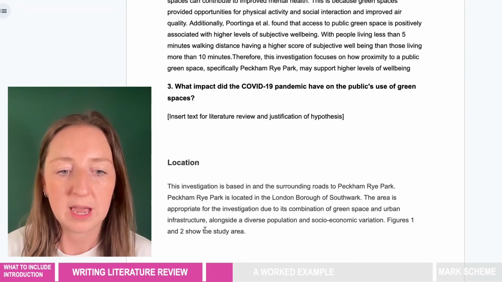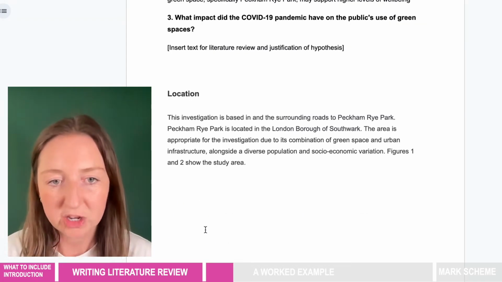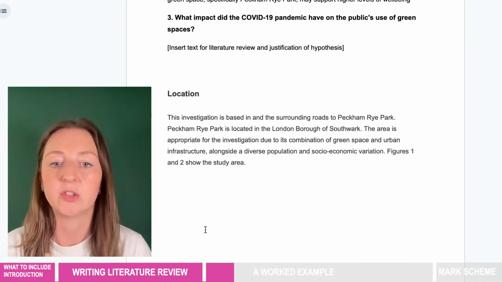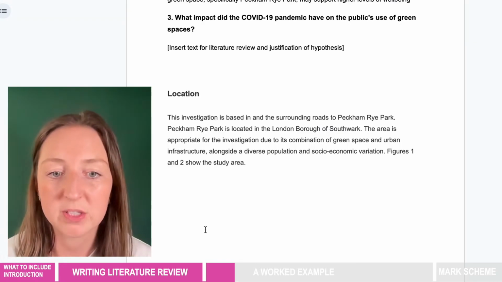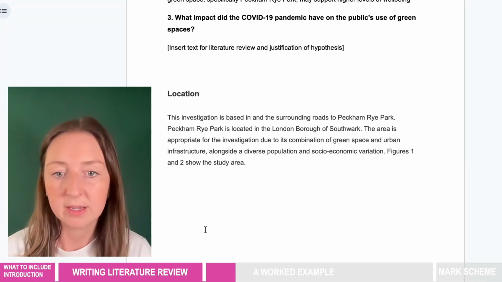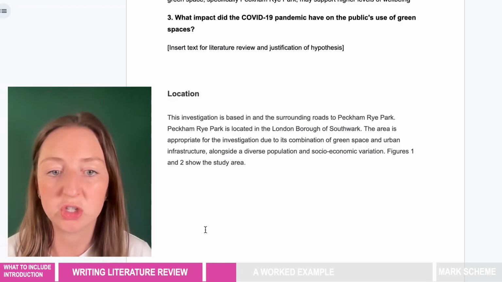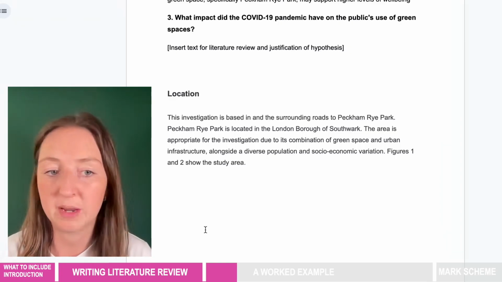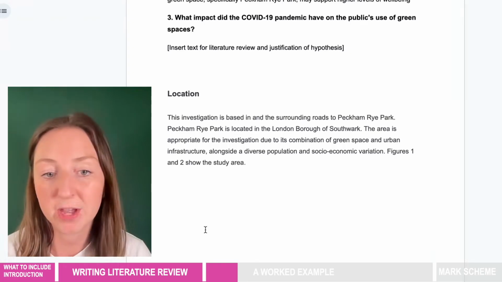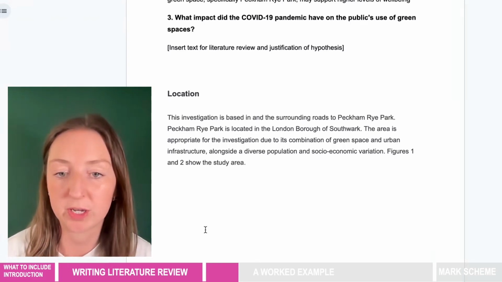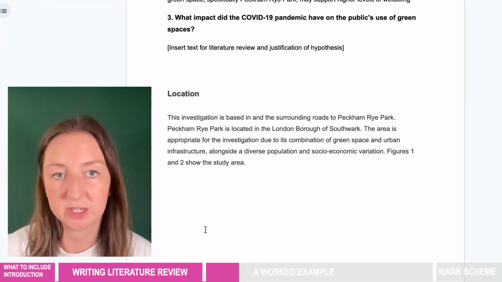And then finally, I have the location. This investigation is based in and the surrounding roads to Peckham Ride Park. Peckham Ride Park is located in the London Borough of Southwark. The area is appropriate for the investigation due to its combination of green space and urban infrastructure, alongside a diverse population and socio-economic variation. Figures 1 and 2 show the study area.